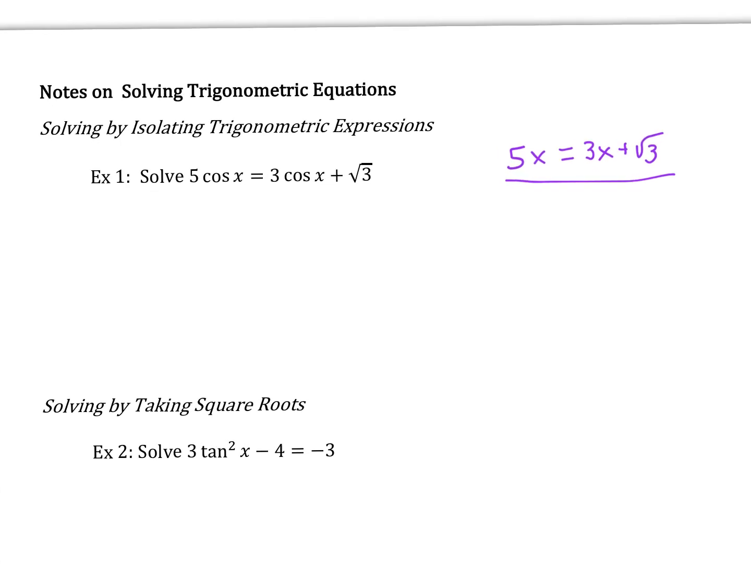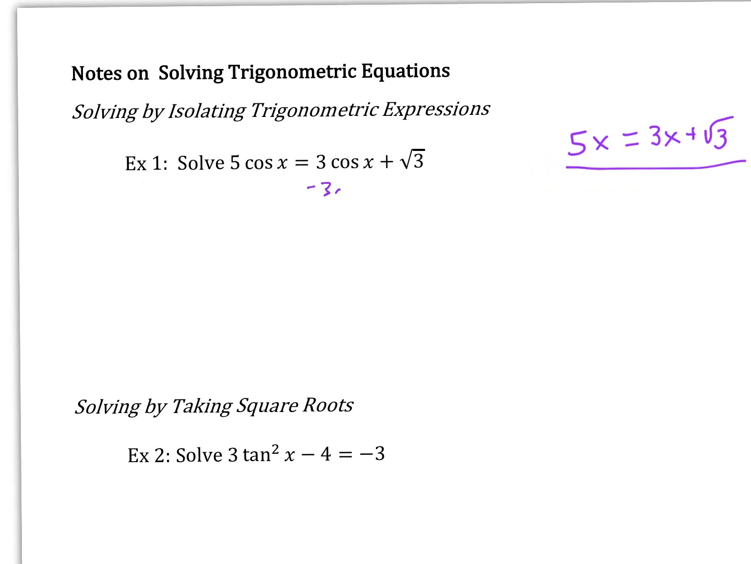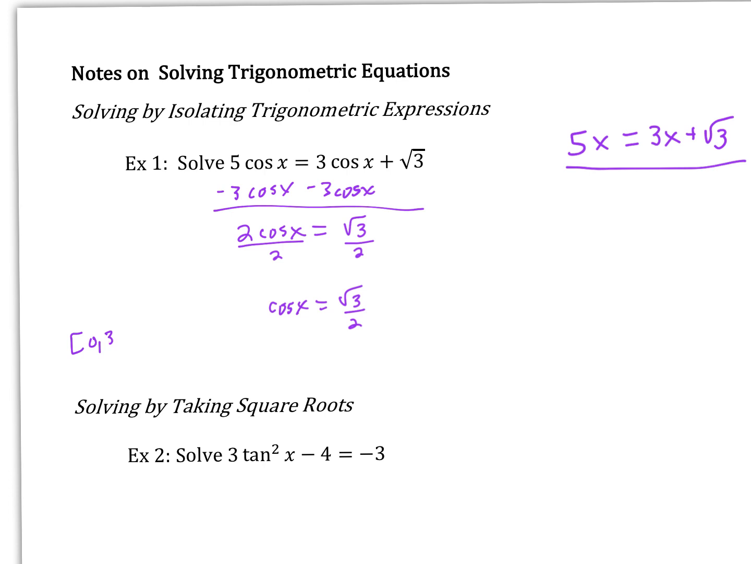Okay, so in this case, we are going to subtract the 3 cosine x. And so we get 2 cosine x is equal to the square root of 3. Then we've got to divide both sides by 2. So we get that the cosine of x is equal to the square root of 3 over 2. Now, for this one, let's go ahead and do the interval from 0 to 360 degrees. Most of the time we're going to go from 0 to 2 pi and give our answer in radians, but let's do degrees for this one.